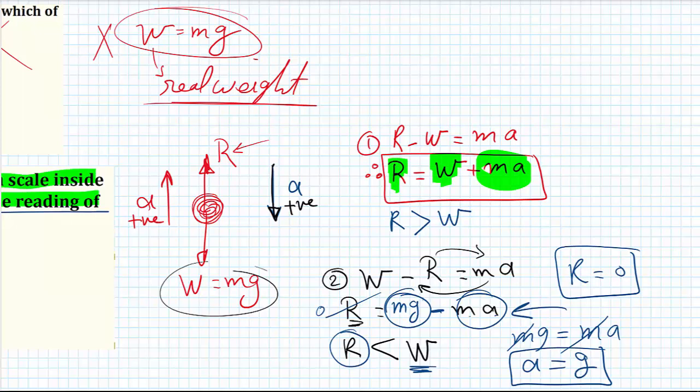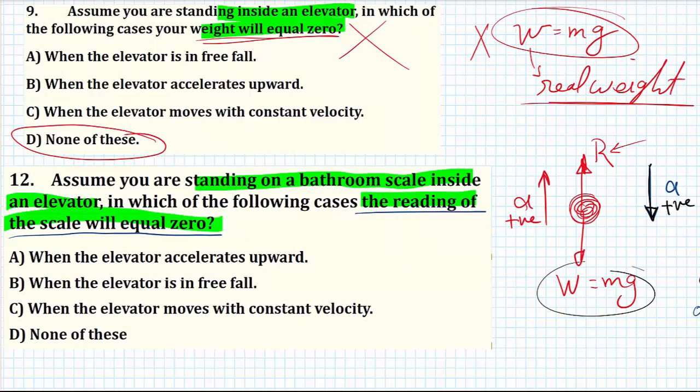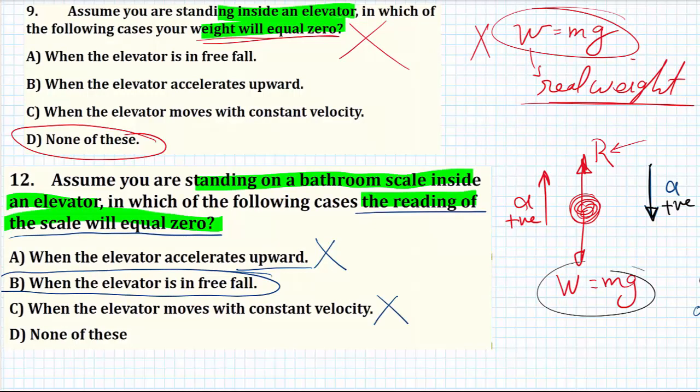So the reading of the scale will read zero when the acceleration of the elevator equals the gravity acceleration. That means the object is under free fall. So let's read the statements here. The first statement, when the elevator accelerates upward, that's not right. When the elevator is in free fall, this is the right one. The third one, when the elevator moves with constant velocity, that doesn't make sense. None of these is also not right. So I will choose when the acceleration of the elevator equals g, which means it's under free fall.